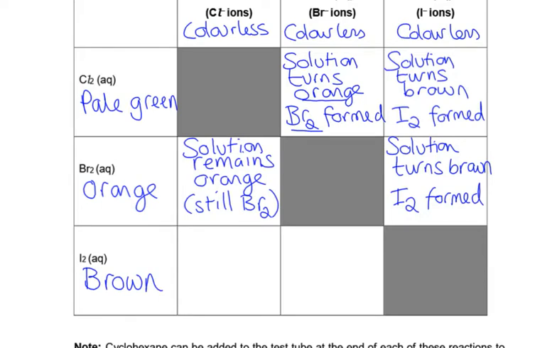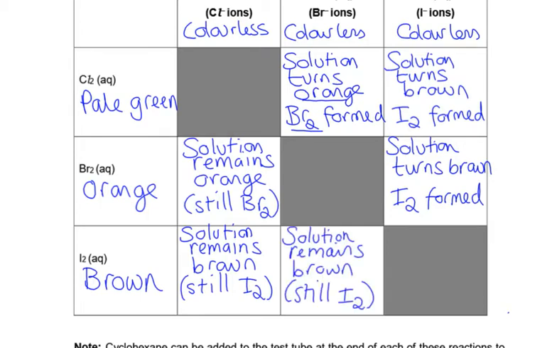Down the bottom there, looking at iodine with chloride ion, again the solution remains brown, so there's no displacement reaction because the brown solution is already there from the iodine. The reaction of iodine with bromide ions as well, again no displacement, the iodine remains in solution, so you see your brown solution remaining.